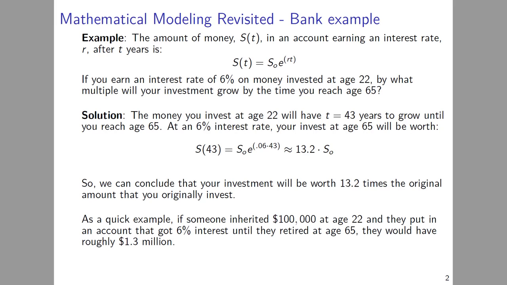As a quick example, if someone inherited, say, $100,000 at age 22, and they put it in an account that got 6% interest, until they retired at age 65, they would have roughly $1.3 million in that account. Unfortunately for most of us, we don't have $100,000 at age 22 to put in an account. Most people make consistent payments into their retirement account throughout their working years.